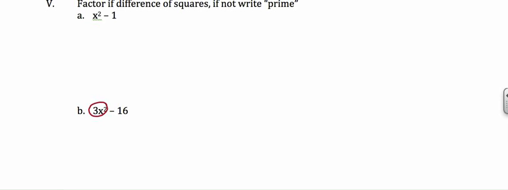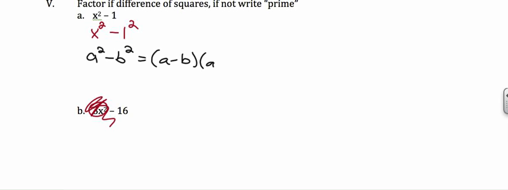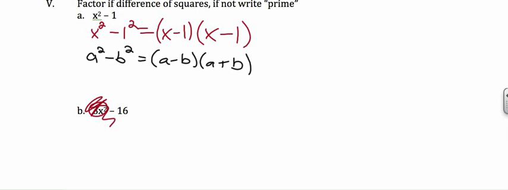So here's how I like to tackle these. I like to first rewrite them just like the rule. So I'm going to write down, again, what the rule is down here: a squared minus b squared equals a minus b, a plus b. So as soon as you can write it like that, oh, look, a is x and b is 1. I replace all my a's with x and all my b's with 1. x minus 1, x plus 1. Oops, sorry, I forgot my plus.